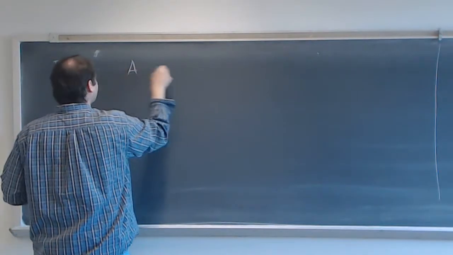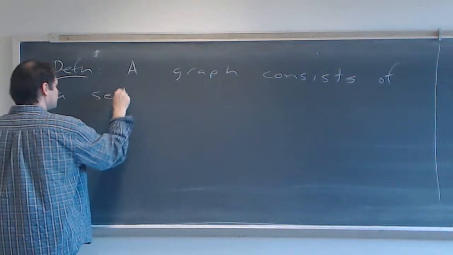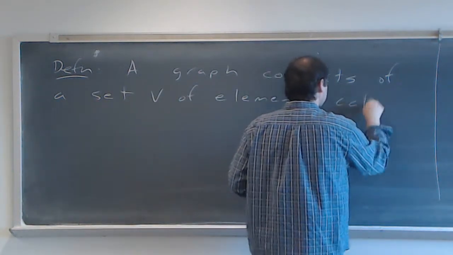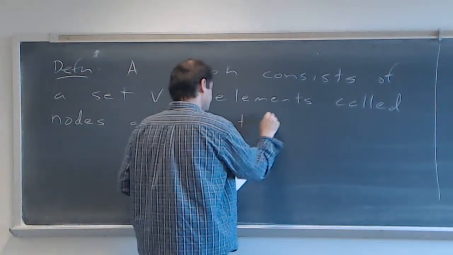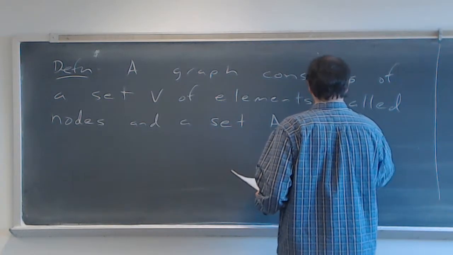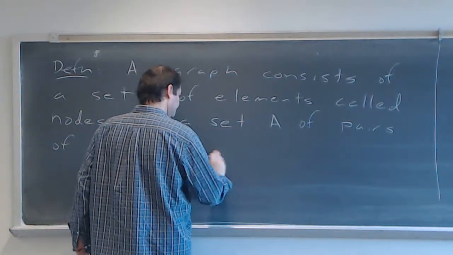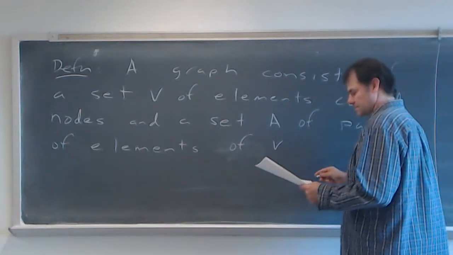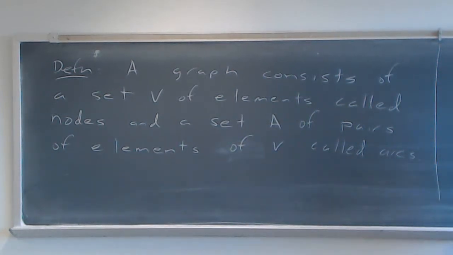Okay, so as a definition, a graph consists of a set V of elements called nodes, and a set A of pairs of elements of V, called arcs. So that's the definition of a graph.